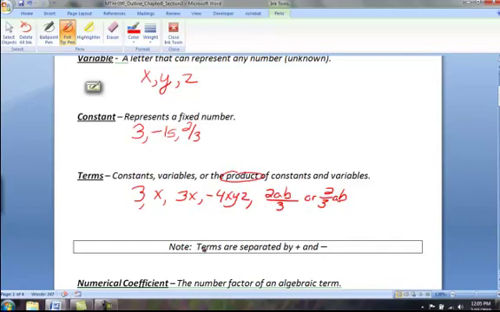And I notice here it says terms are separated by plus and minus signs. For example, 3x minus 4y are two separate terms. And we'll talk more about that in a minute.